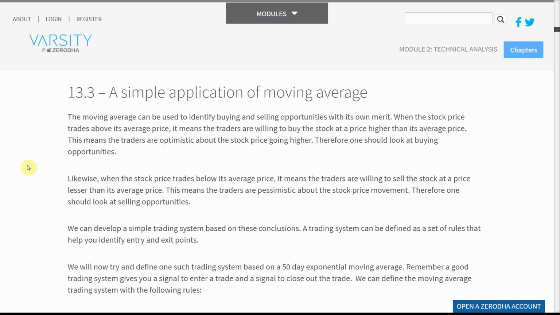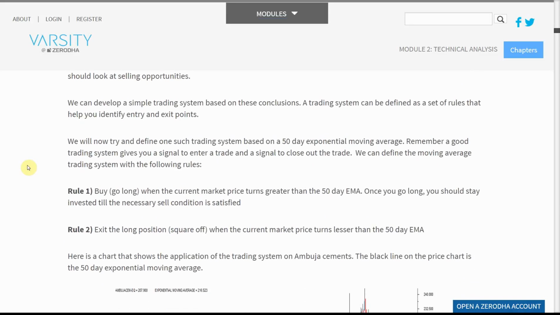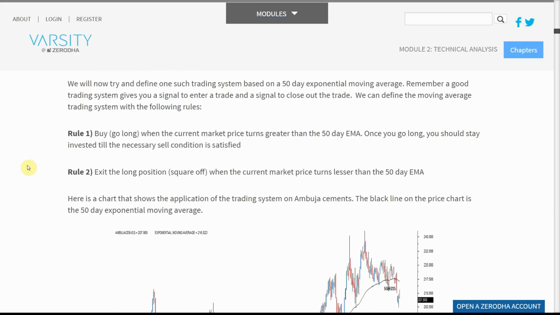We can develop a simple trading system based on these conclusions. A trading system can be defined as a set of rules that help you identify entry and exit points. We will now try and define one such trading system based on a 50-day exponential moving average. Remember, a good trading system gives you a signal to enter a trade and a signal to close out the trade. We can define the moving average trading system with the following rules.